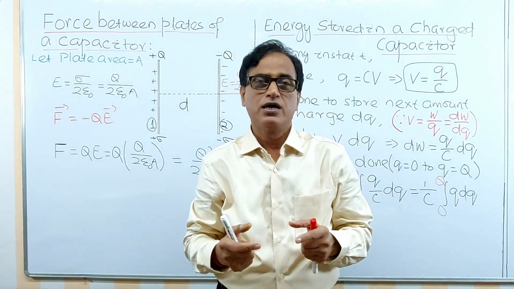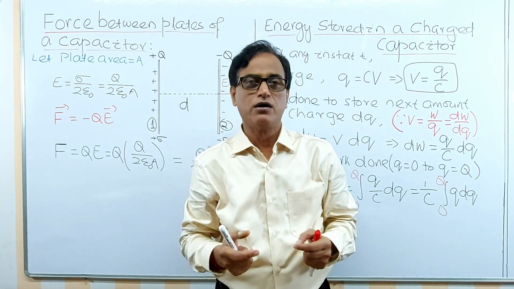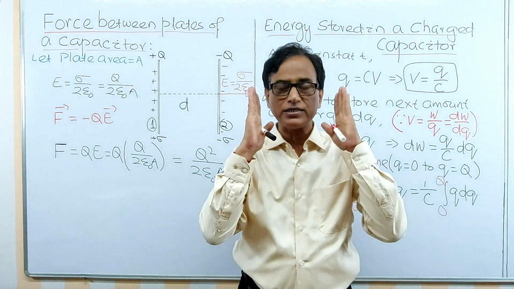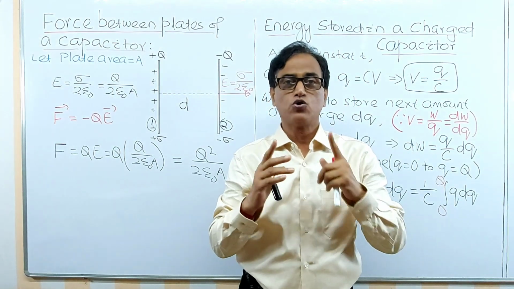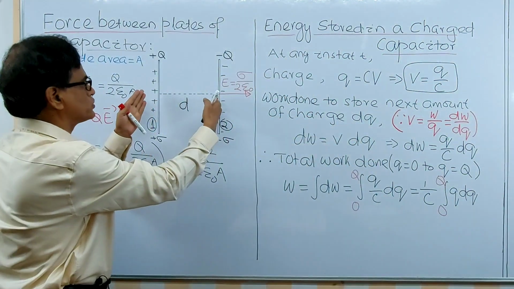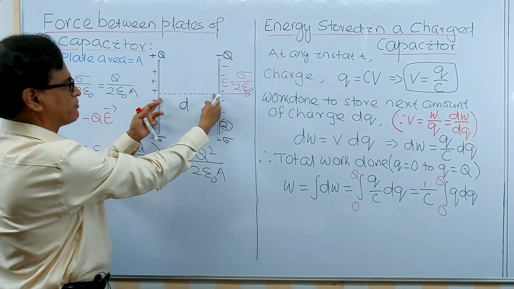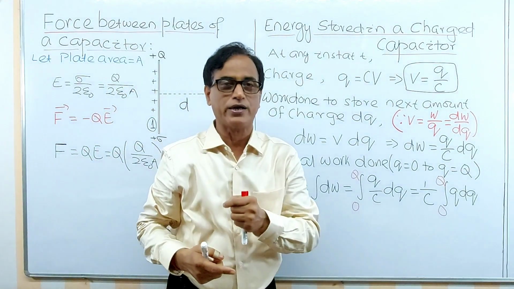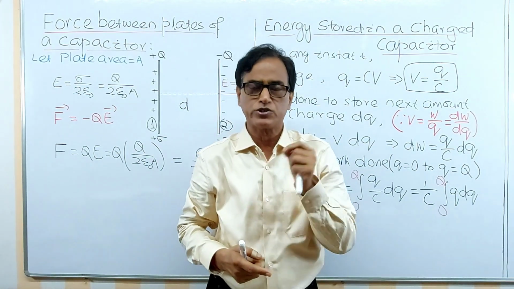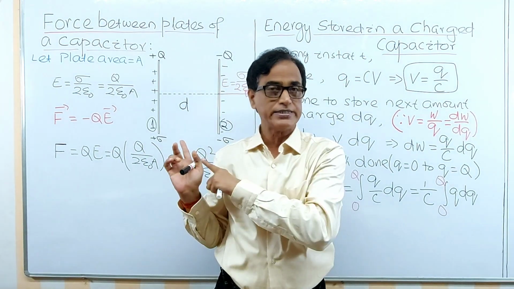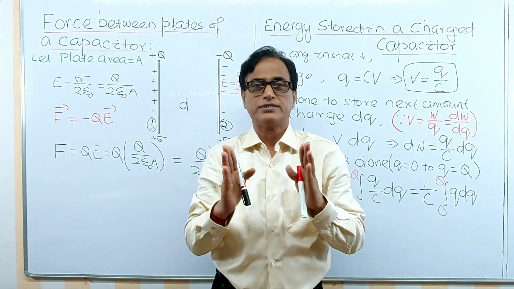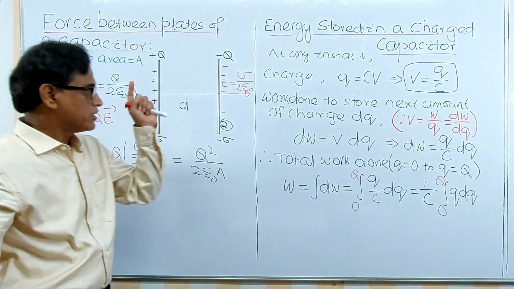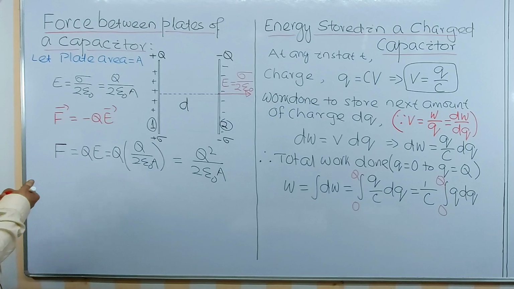Generally, by Coulomb's law, the force is K Q1 Q2 upon R square, where R is the separation between them. So R is the separation between these two charges, plus Q and minus Q. Separation is D. So K Q1 Q2 by R square. And it is a very important concept to see whether in this case the force between two plates depends on the distance or not. First we should calculate the force between two plates.